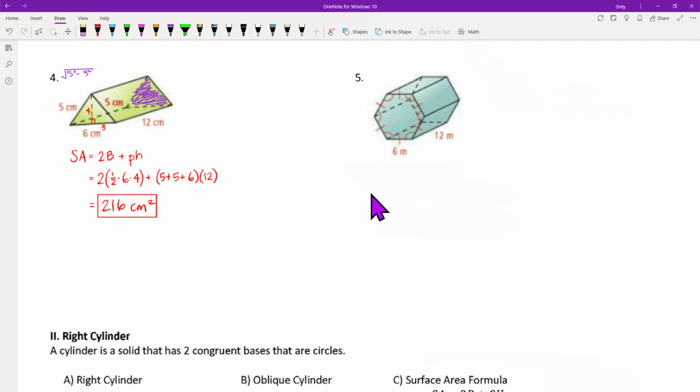All right, number 5. I have this time a regular hexagon. So it's a hexagonal prism. Surface area equals 2 times the area of the base plus the perimeter times the height. And now I'm going to go in and say, all right, what's my base? Well, my base is not something necessarily easy to calculate. That's what we just did. It is the area of a regular polygon, which is, what, 1/2?